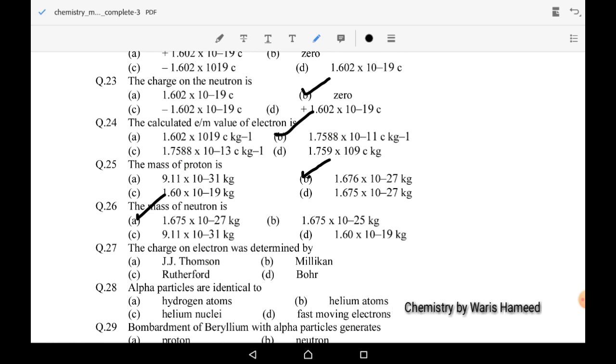The charge on electron was determined by Millikan, and he did the Millikan oil drop experiment. Alpha particles are identical to helium nuclei. Actually, it's a helium nucleus.